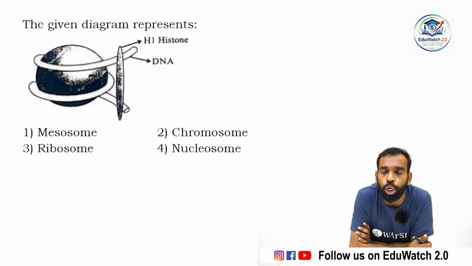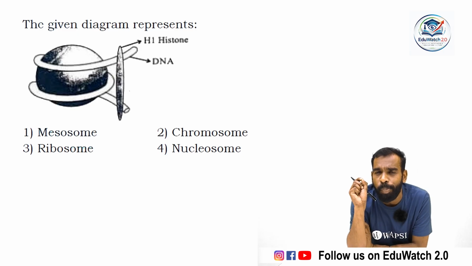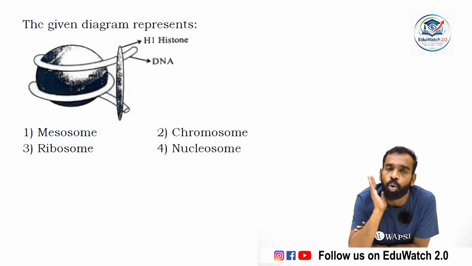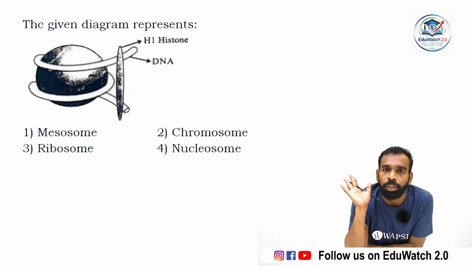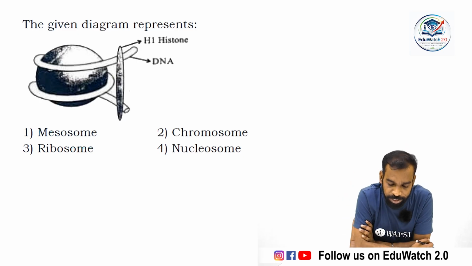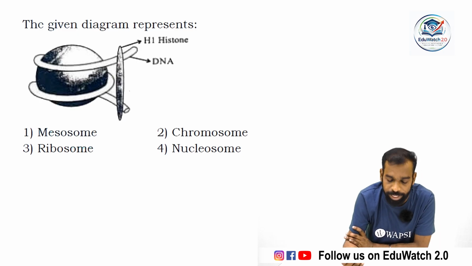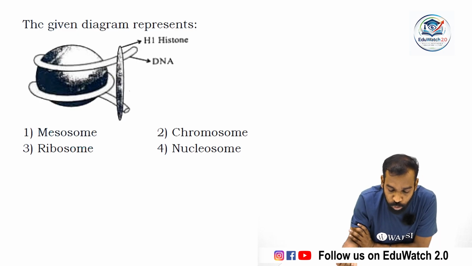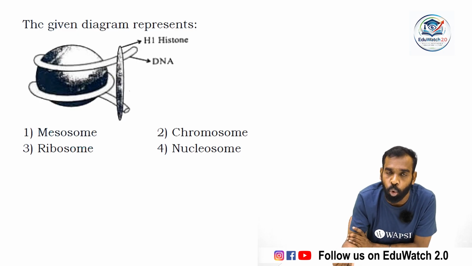Then question number 7, the given diagram represents... You know, nucleosomes. What is the nucleosome? It is the more microscopic unit of a chromosome. The basic content of chromosome is called nucleosomes. The given diagram represents... First one is mesosome. Mesosome is connected with the cell. Second is chromosome. Third one is ribosome. And fourth one is nucleosomes.